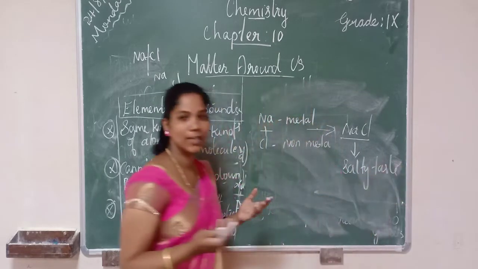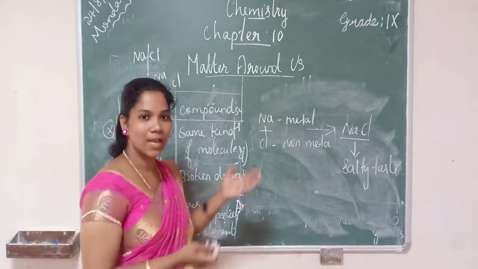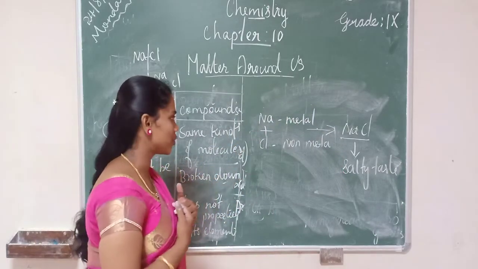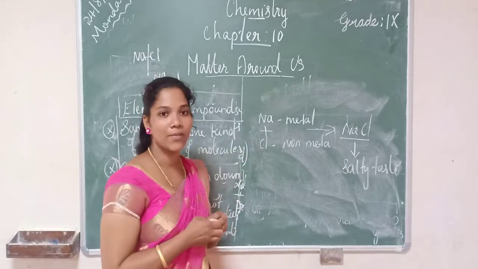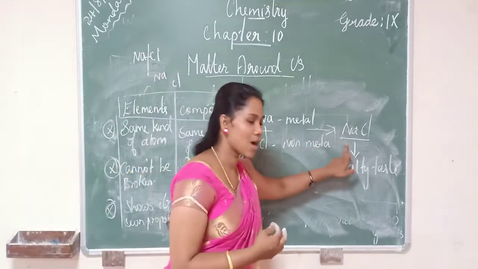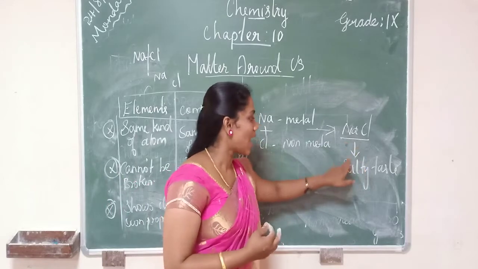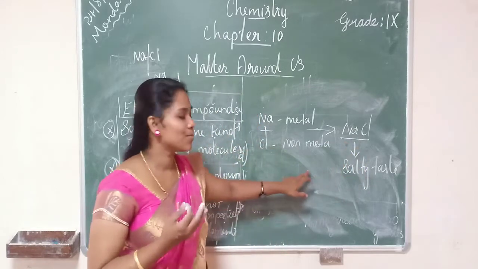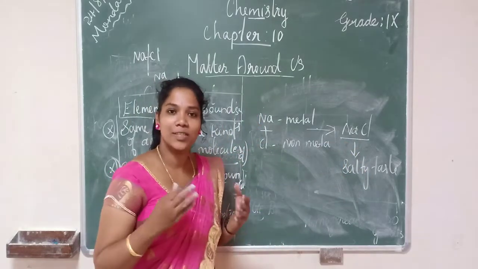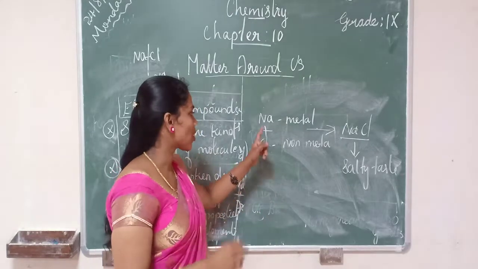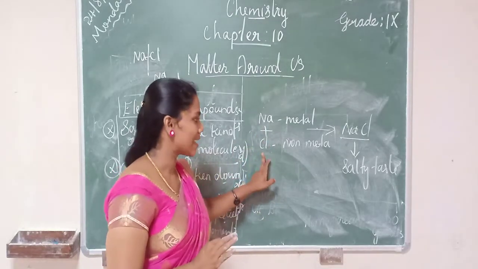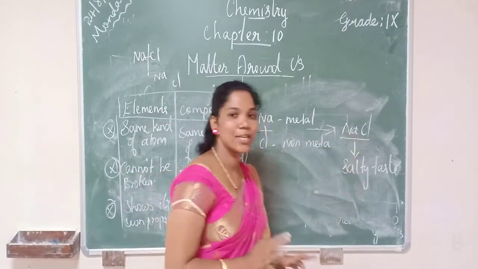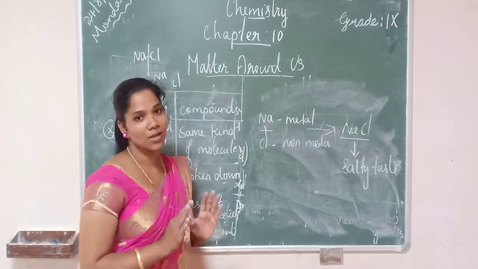See, the properties are totally different, isn't it? Sodium, shall we have it? It is harmful to us. Chlorine, can we have it? It's a poisonous gas. But when they combine with each other, they produce a compound called sodium chloride, and we use that as table salt at our home. The properties totally change. It does not show the properties of sodium or of chlorine. That's what we are saying: the molecule sodium chloride is a new compound.